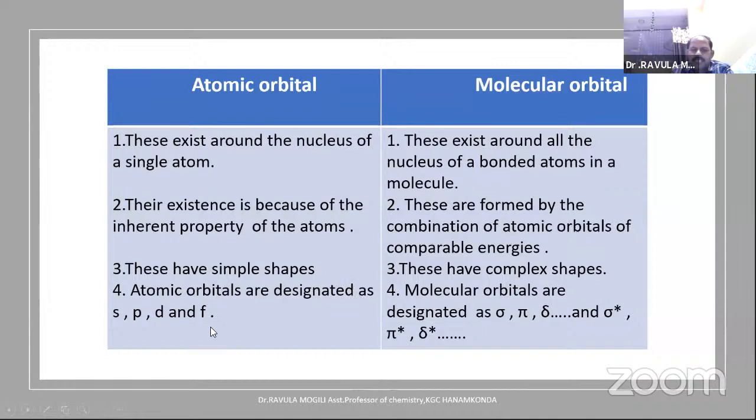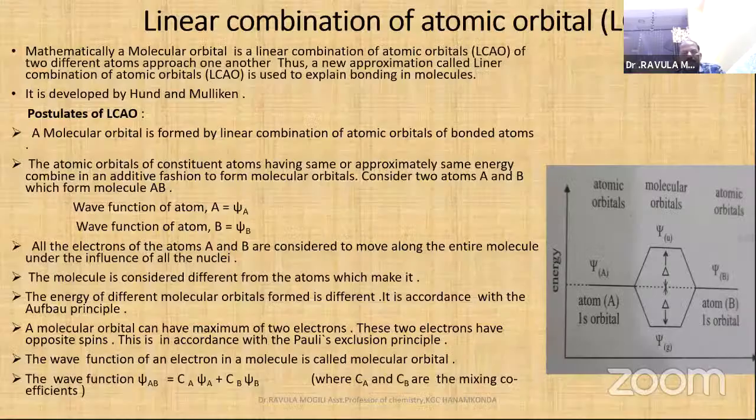Atomic orbitals are designated as s, p, d, f, and for molecular orbitals this is very, very important. Molecular orbitals are designated as sigma, pi, delta, and sigma star, pi star, and delta star. So the molecular orbital is denoted by sigma, pi, delta, or sigma star, pi star, and delta star.